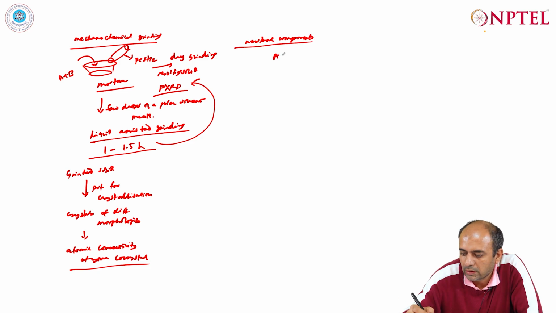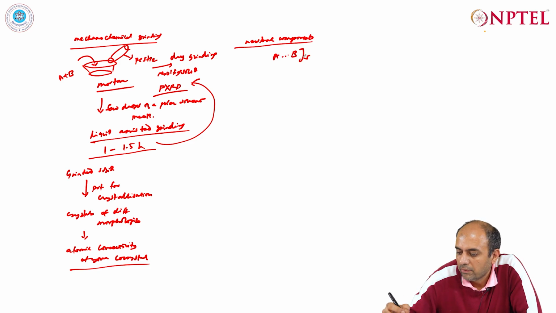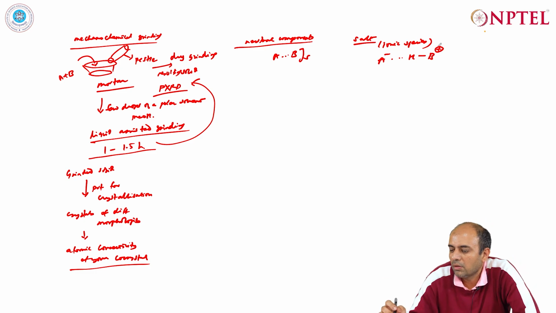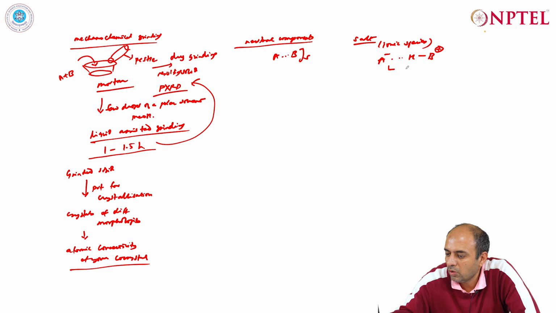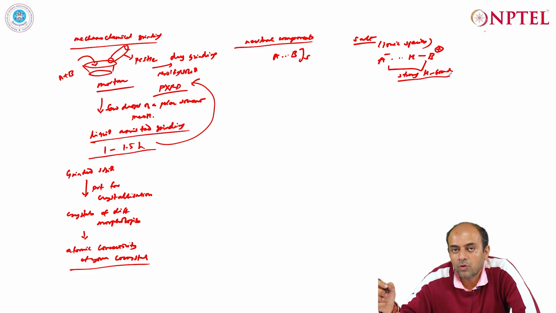It contains neutral components A, B forming the solid, whereas the salt contains ionic species. So, you have A minus, BH plus, and there is a very strong hydrogen bond between B and A minus, and depending upon how strongly the base abstracts the proton, there can be a transfer of this proton from A to B.